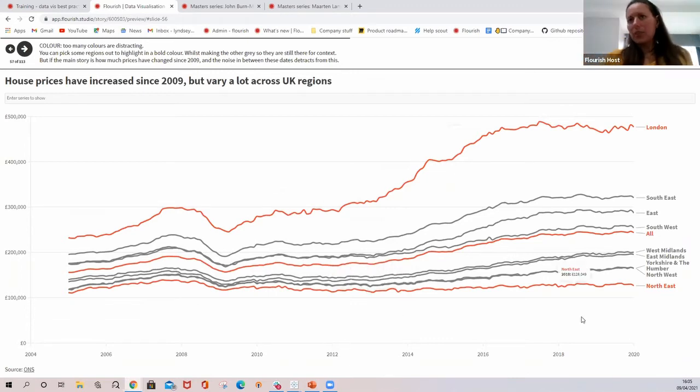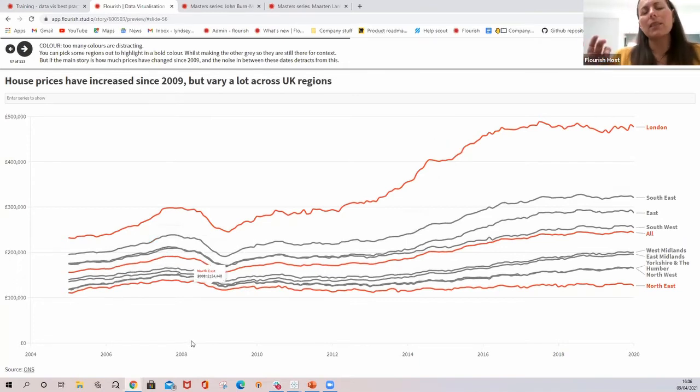So that's just a few design decisions on charts that have lots of series plotted in them. But actually, what is the main story? The main story here is that we want to show people how prices have changed a lot since 2009, which happened to be the financial crisis. And all what's going on in between is less important to us. It's wiggling around a little bit. But really, we just want to compare to 2009.